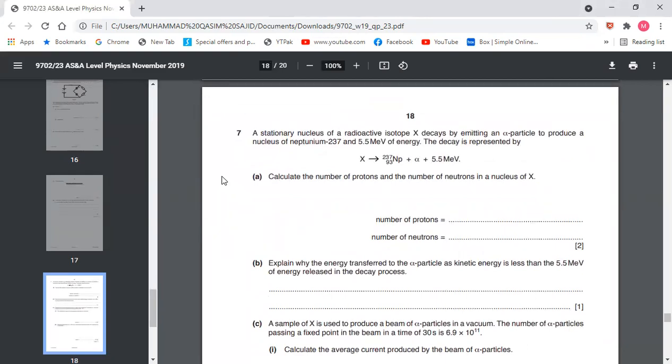Now the question number 7. There is a nuclear reaction where neptunium 237 emitted 5.5 mega electron volt of energy. So calculate the number of protons. Number of protons are 93, and number of neutrons are 237 minus 93. Let me check. Now we have to find the number of protons for X.